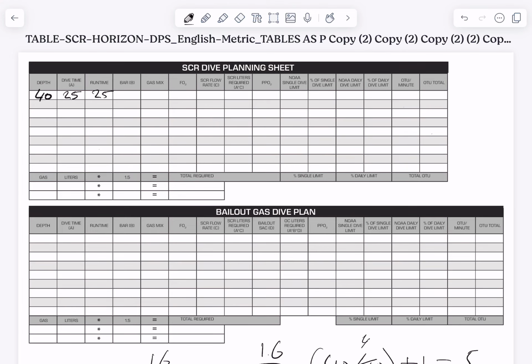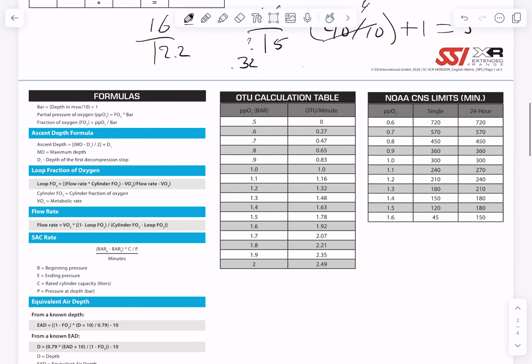So if we look at our dive plan, the first deco stop is obviously 12 meters. I don't know the dive time and run time yet. I have to calculate it. So we have to think about it in a second. Now, if you look at the dive planning sheets, you can see here that there's an ascent depth formula. Ascent depth is maximum dive depth minus your first deco stop divided by 2 plus your first deco stop. This gives the most accurate way of calculating your ascent depth.